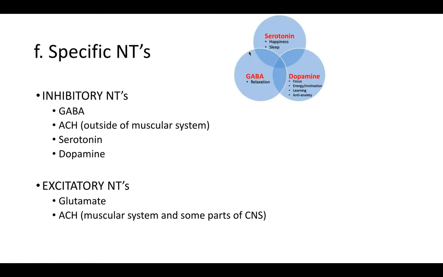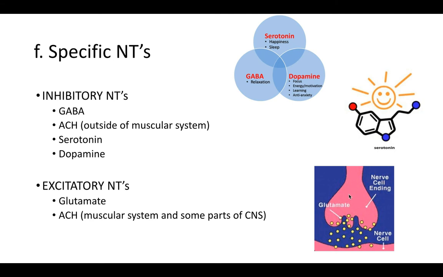Here are a couple of those inhibitory neurotransmitters, things that you maybe have heard of before. Serotonin is our happy or feel-good neurotransmitter. Dopamine is a calming, anti-anxiety neurotransmitter. GABA perpetuates relaxation. Serotonin, again, there's our little happy neurotransmitter. And then glutamate being released is an excitatory. So now you know what category these neurotransmitters fall under.